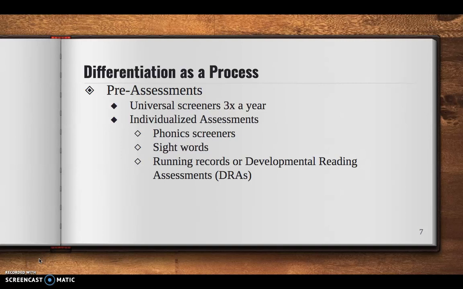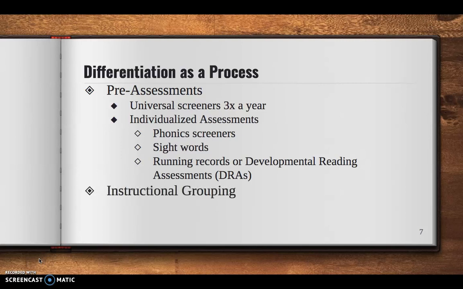By using multiple data points, you can identify the skills a student has in place and the skills they are lacking, which are needing to be taught. For example, a student may score highly on their phonics screener, but low on their running record, showing they would need more practice with sight words, reading fluency, and comprehension.